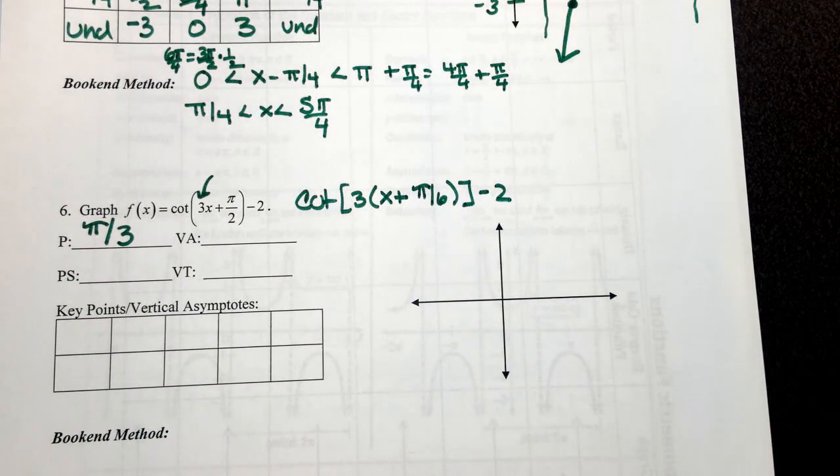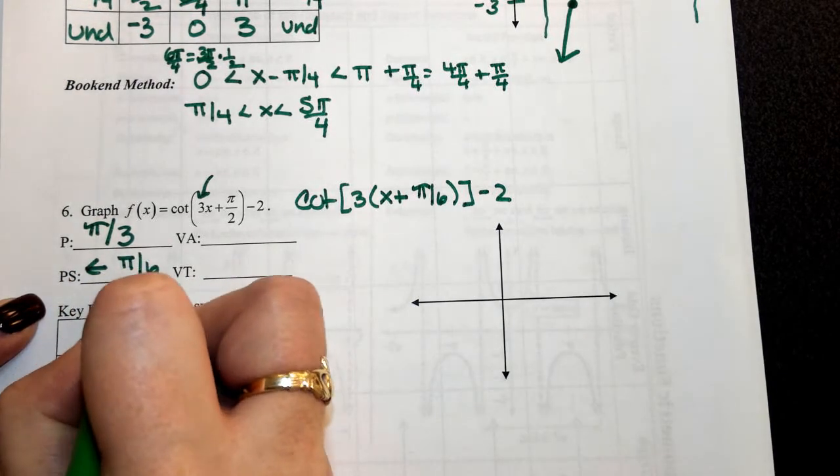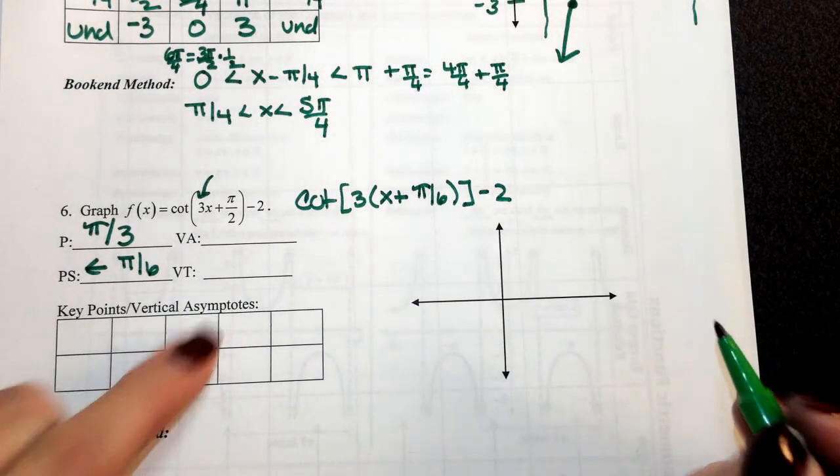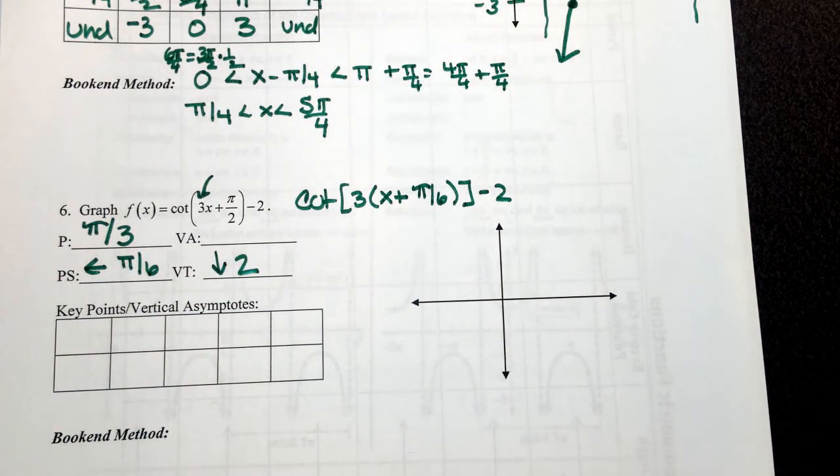Am I going to the left or am I going to the right? Left. And my vertical translation, I'm going to be going down 2. So any questions on identifying the transformations?